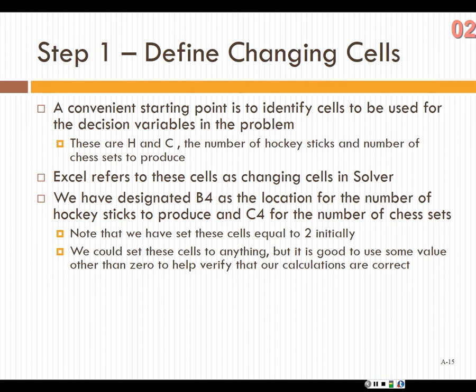We have designated B4 as hockey sticks and C4 as chess sets. We'll set it up and run our own. And note that we have set these cells equal to 2 initially. You can set them to anything. Oftentimes I leave them blank. And then after I get all my constraints set up, I'll go back in and put in a 1, and I'll make sure that all my formulas are working right. And I'll set hockey sticks to 0 and chess sets to 1, and I'll take a quick look and make sure all my formulas are working right.